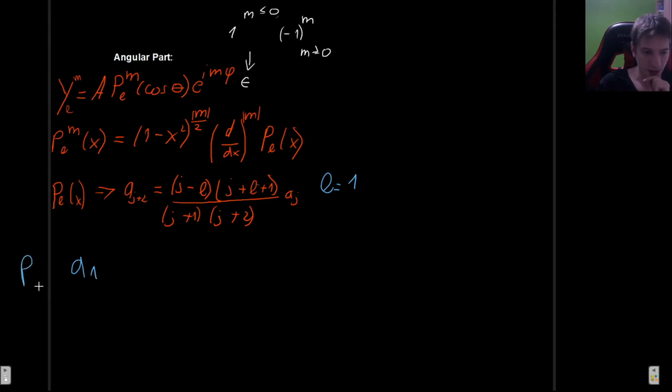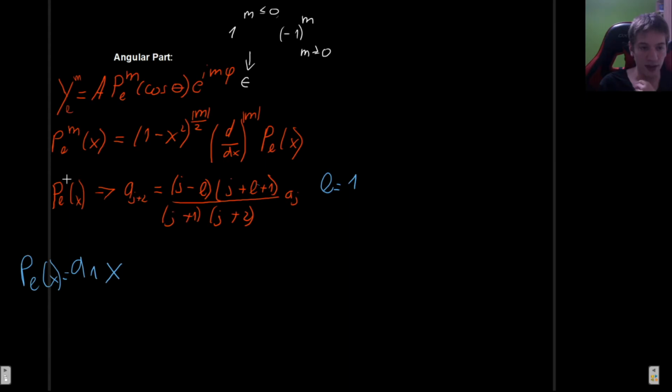This means that our Legendre polynomial will be A1 times x to the first power. Remember, this is a power series, that's why, and please don't forget, don't just write A1, right? So A1 times x to the first power, which is just x.